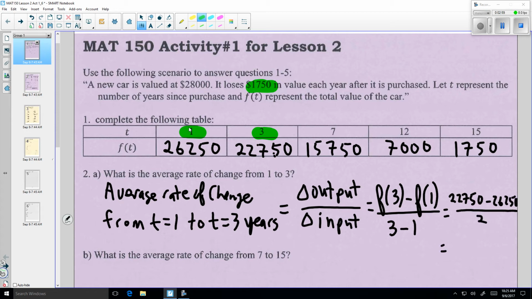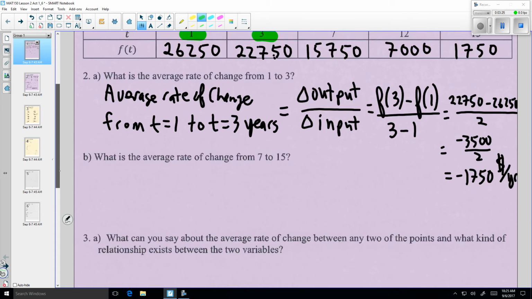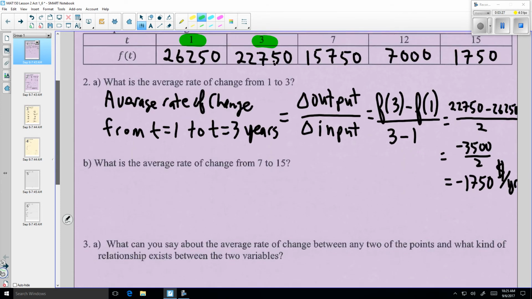And when you do that calculation, you get negative 3,500 divided by 2, which is negative 1,750, and there needs to be units. Dollars on top and years on the bottom, dollars per year. So that is the average rate of change of this depreciation model over years 1 through 3. Now we're going to do the same calculation from the table over years 7 to 15.